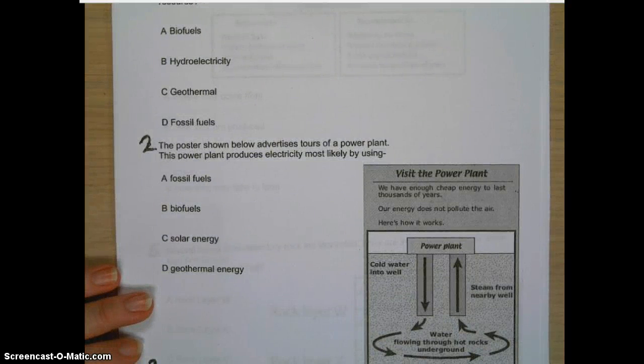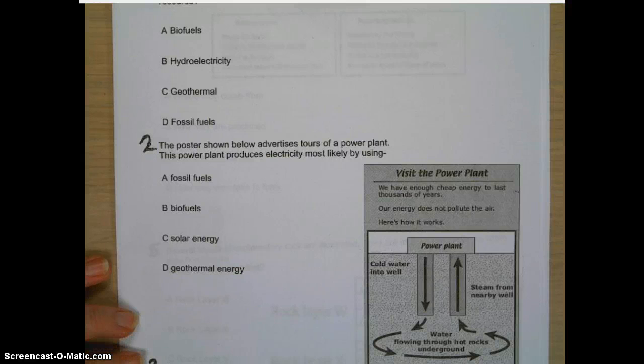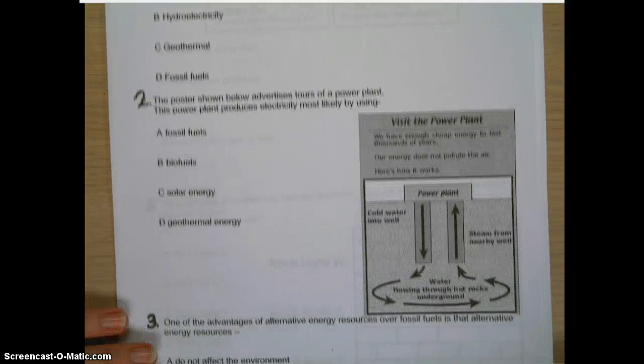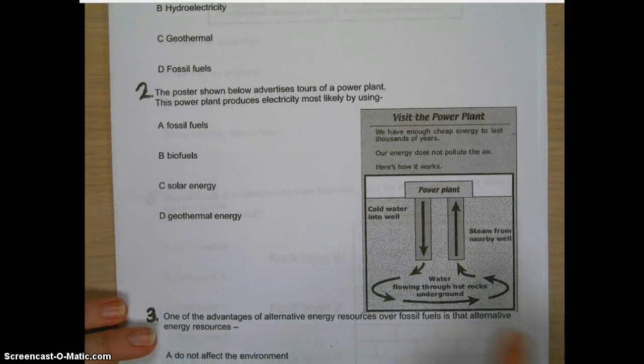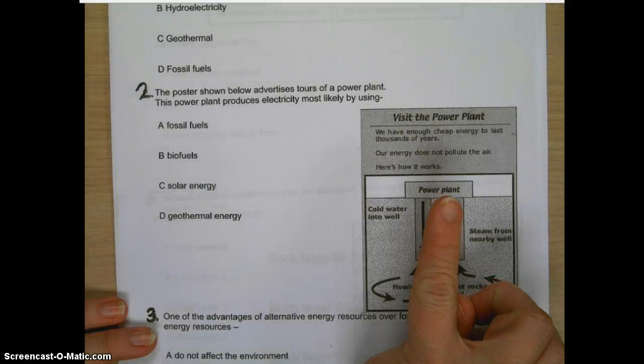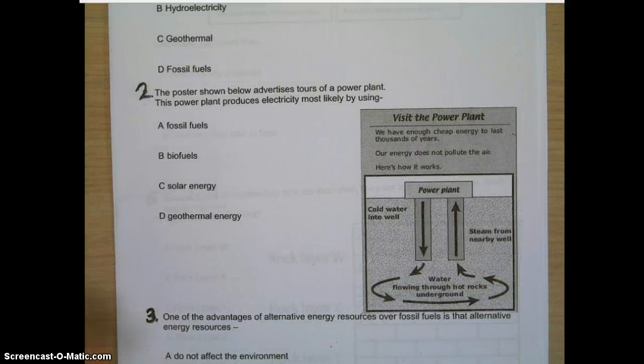Number 2. The poster shown below advertises tours of a power plant. This power plant produces electricity, most likely using, so take a look at the power plant. I'm going to read the insert here. Visit the power plant. We have enough cheap energy to last thousands of years. Our energy does not pollute the air. Here's how it works. There's the power plant, cold water into the well, water flowing through hot rocks underground, steam from the well nearby.